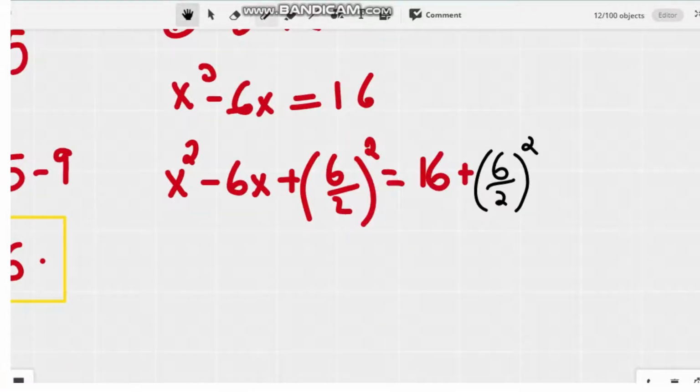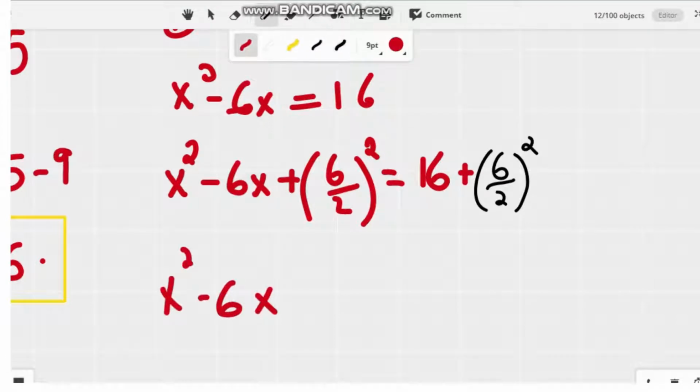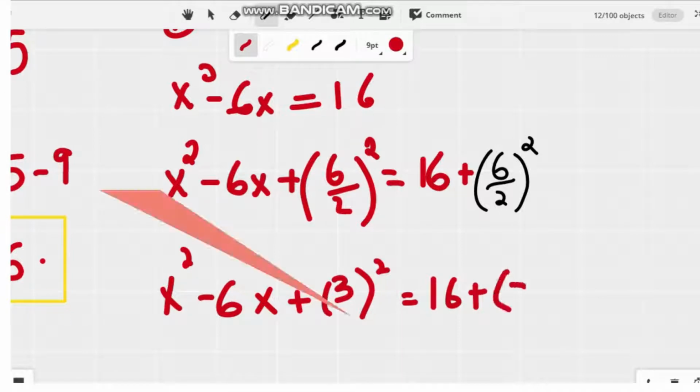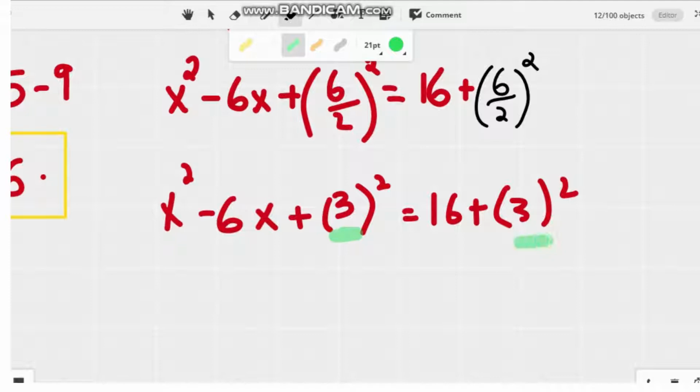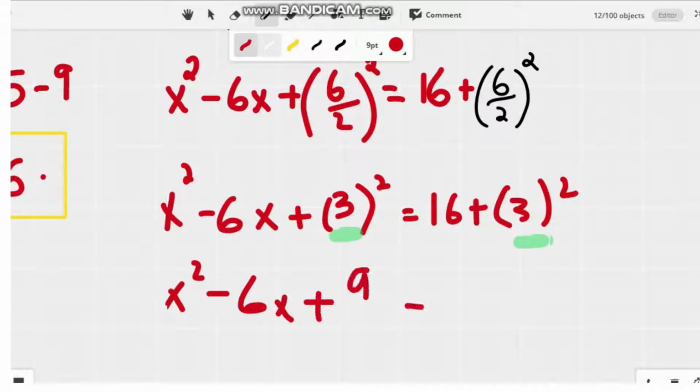After that I have to simplify it, so I will write x square minus 6x. Now 6 divided by 2, what's that? 3, and its square I will write as it is, equals to 16 plus 6 divided by 2, its square. Then next I will open the square. On the left side, x square minus 6x plus 3 squared, when you open it, is x square minus 6x plus 9, equals to 16 plus 3 times 3, which is 9, so 16 plus 9. Now this is the quadratic equation.